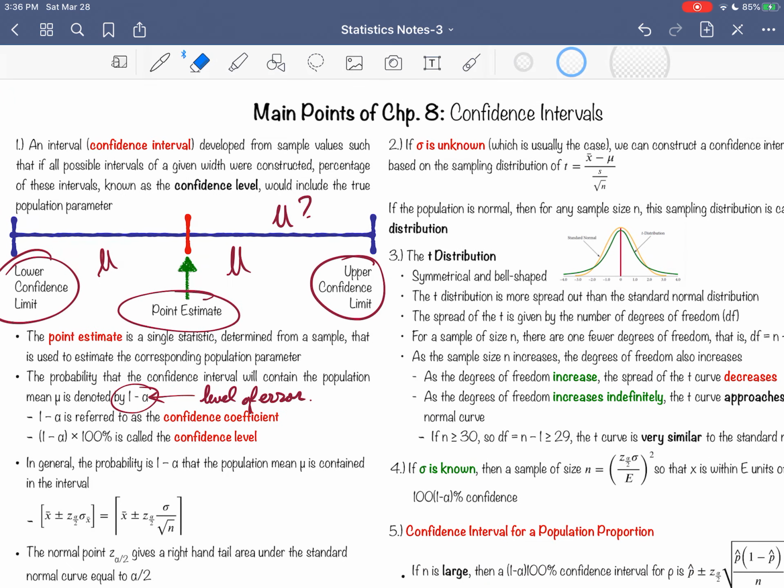And so 1 minus alpha is called the confidence coefficient, whereas 1 minus alpha in percentage terms is called the confidence level. They are interchangeable, but please don't confuse the two. So in general, the probability is 1 minus alpha that the population mean is contained within that interval.